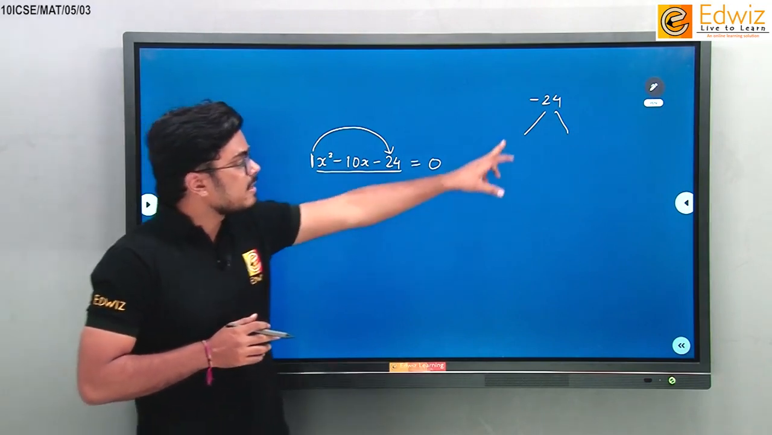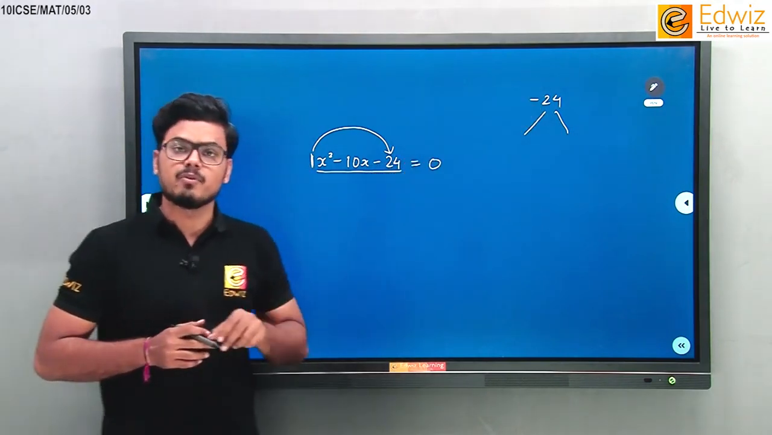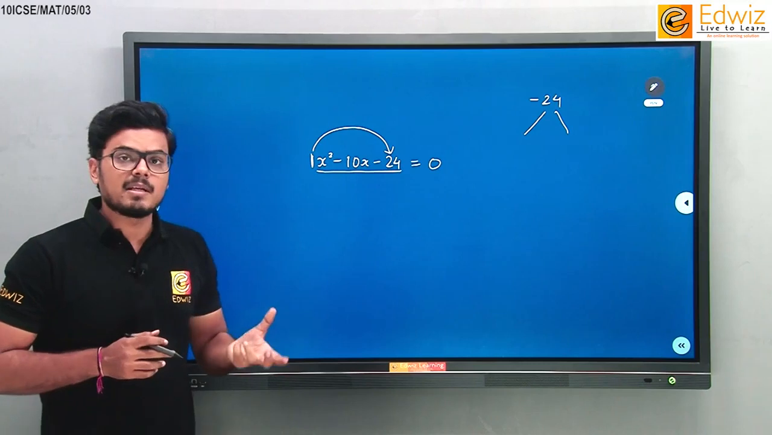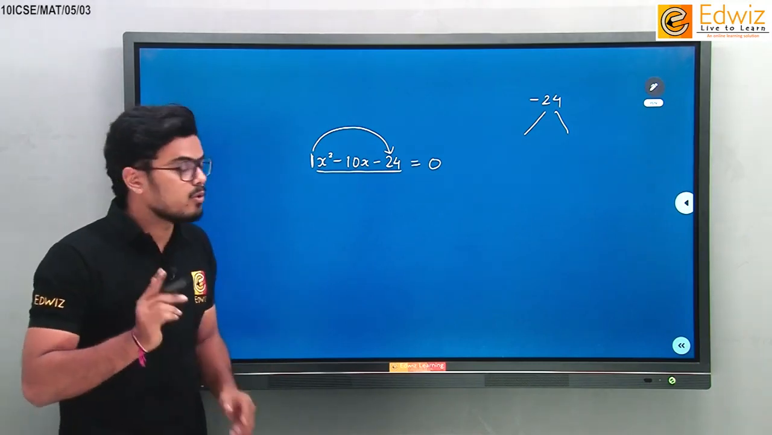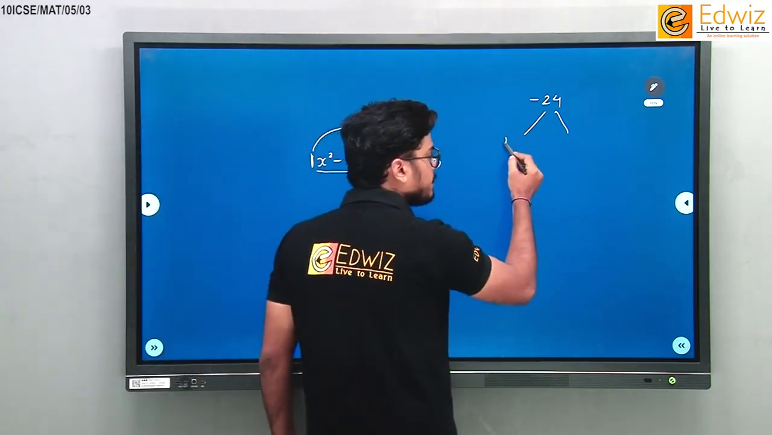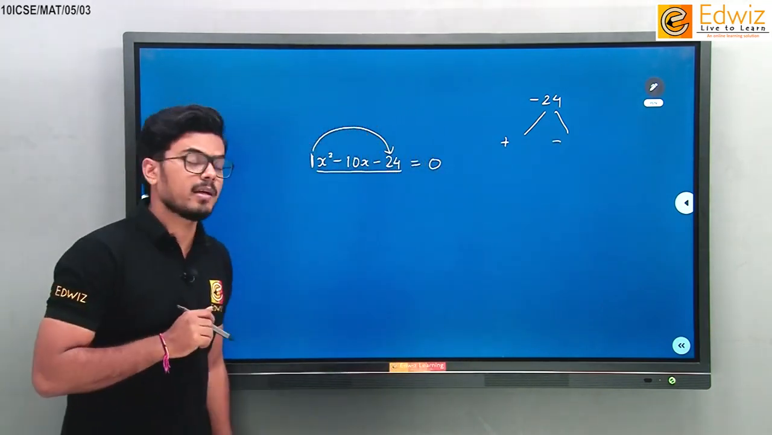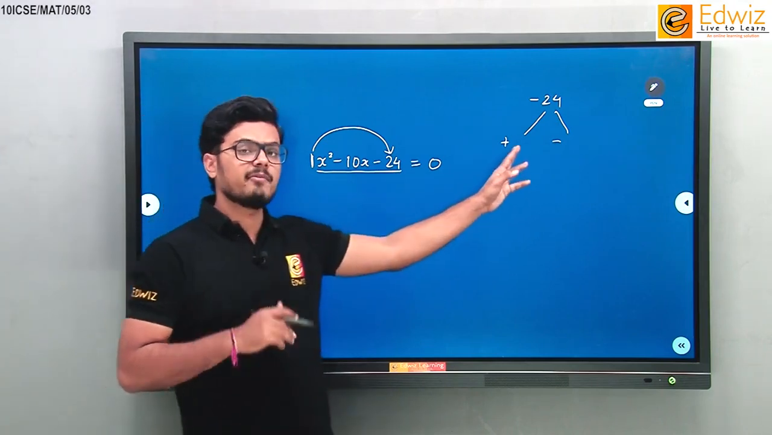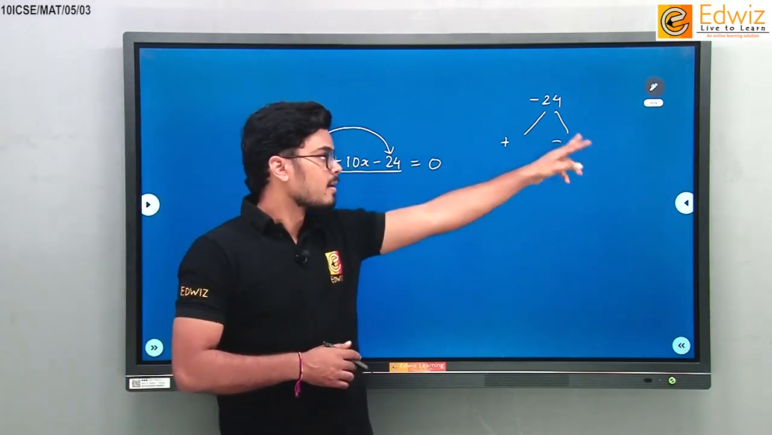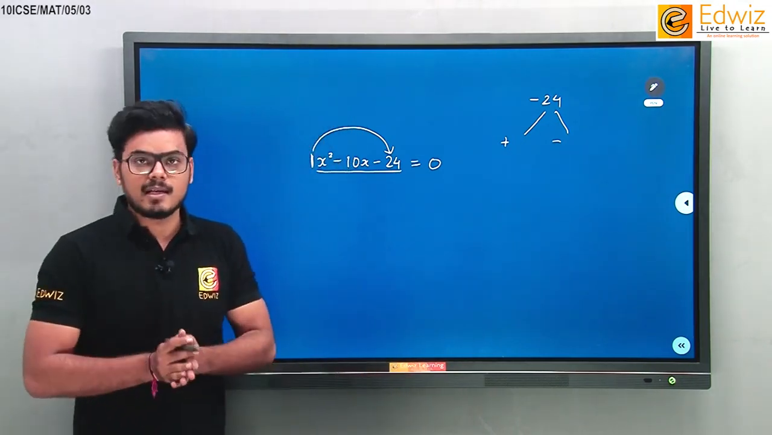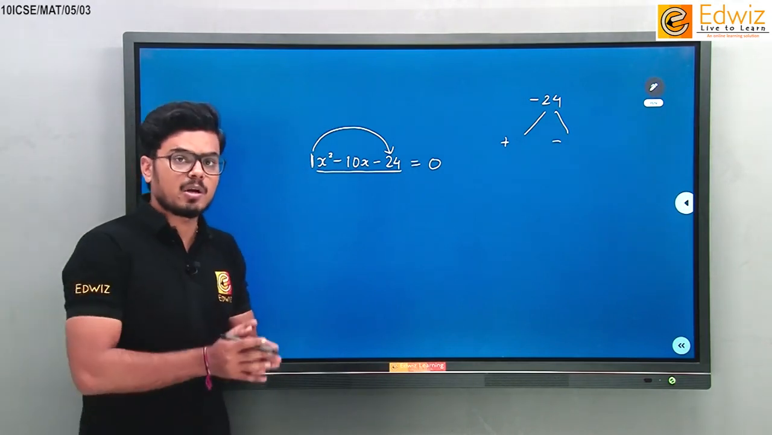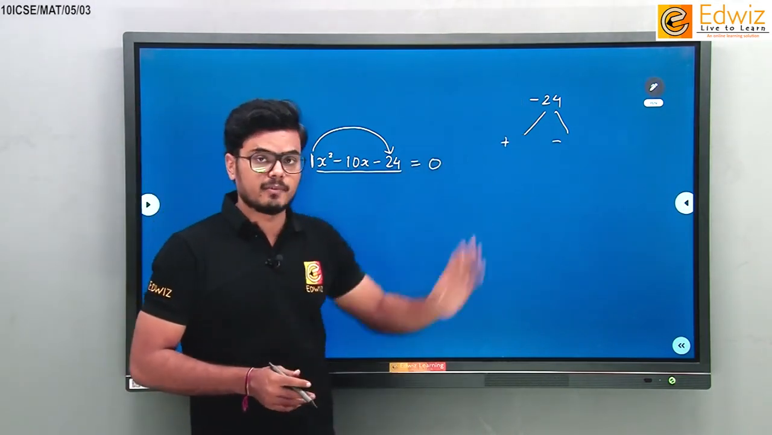Now, we need the factors of minus 24, correct? So when can the multiplication of two numbers be negative? Only when one number is positive, one number is negative. There is no other scenario. Okay, so one number has to be positive, one factor has to be positive, the other factor has to be negative. Only then is the product of these two factors negative.